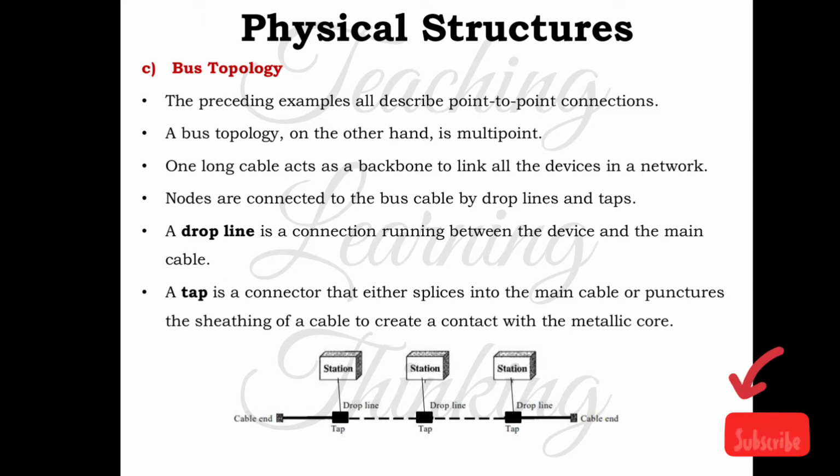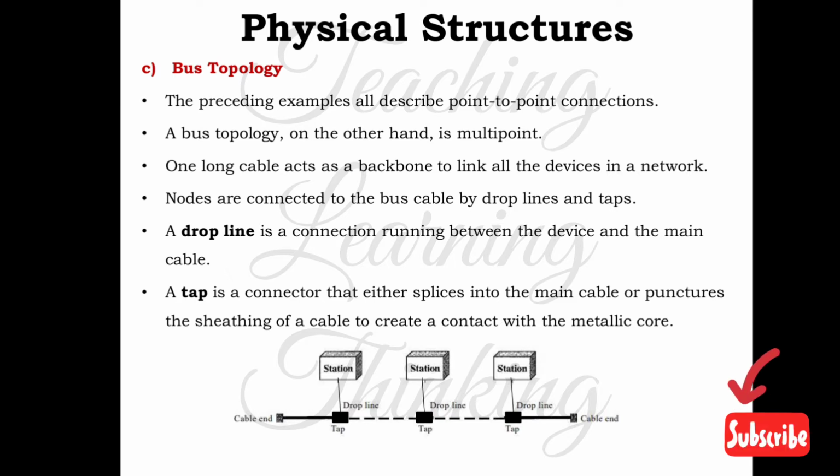One long cable acts as a backbone to link all the devices in a network. So there is a long cable that acts as a backbone to all the devices which link to the network. Nodes are connected to the bus cable by a drop line and taps. So there is a drop line and taps. This drop line is a connection running between the device and the main cable.